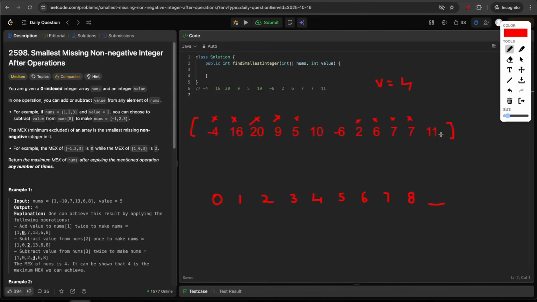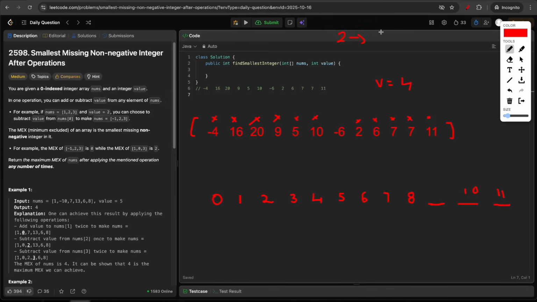9, you can't form 9 with the remaining numbers. So let's see. You can form 10 by just taking this number as it is. You can form 11 by taking this number as it is. And this number minus 6, if you add a 4, it will become minus 2. If you add a 4 again, it will become 2.